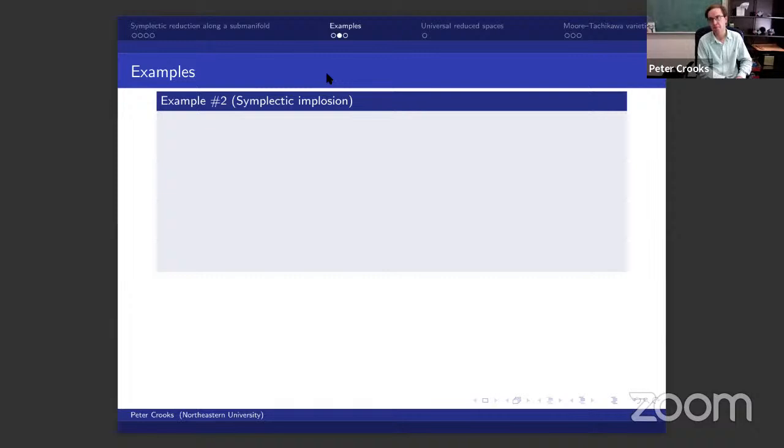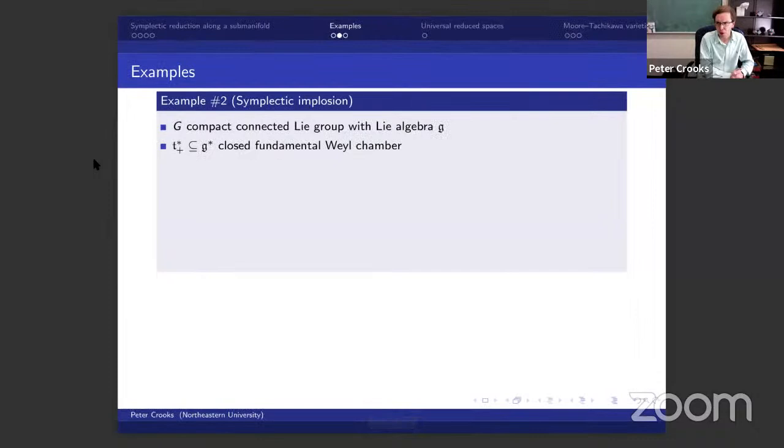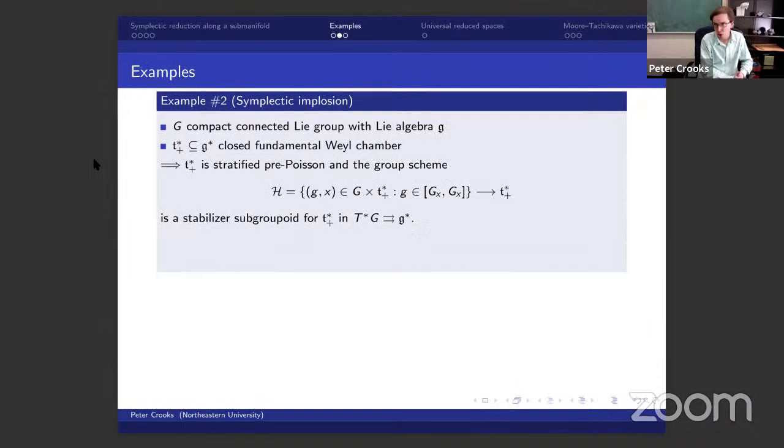All right. So now for symplectic implosion. I'm going to assume that my group is compact and connected. And then inside of the dual of its Lie algebra, I'm going to fix a closed fundamental Weyl chamber. Now this is not a submanifold at all, but it is stratified into submanifolds. In fact, it's actually stratified into pre-Poisson submanifolds. So everything will work in the expected way in terms of this stratification. So I'm going to say that this closed fundamental Weyl chamber is a stratified pre-Poisson submanifold, if you like.